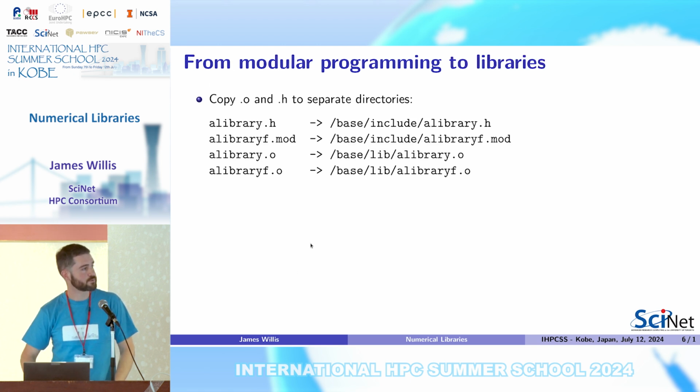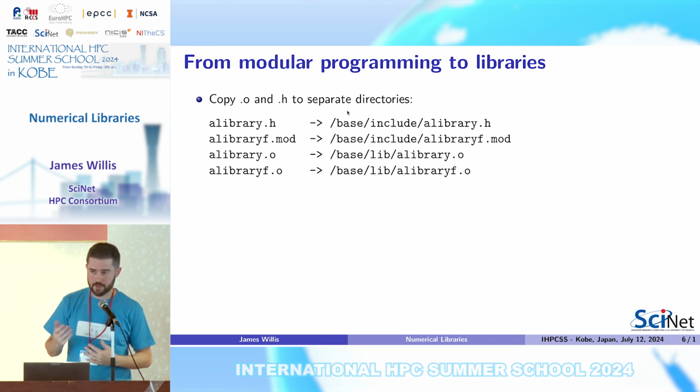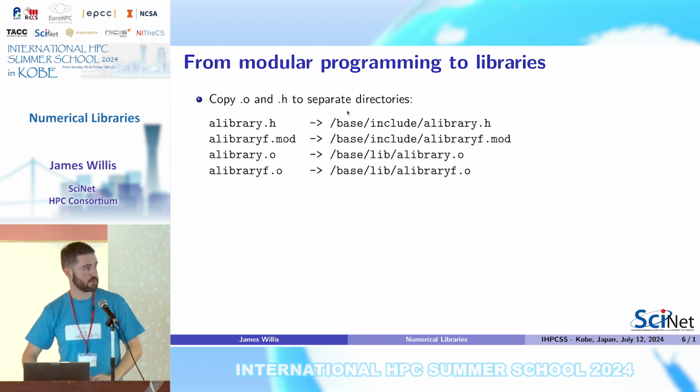So what we'll do is we'll take our header files, our interface files in Fortran's case, and object files, and we'll copy them to separate directories in a common location. So this is just an example, just a base directory. We'll put the header files, so the interface files, in the include directory, and the object files in the library directories.